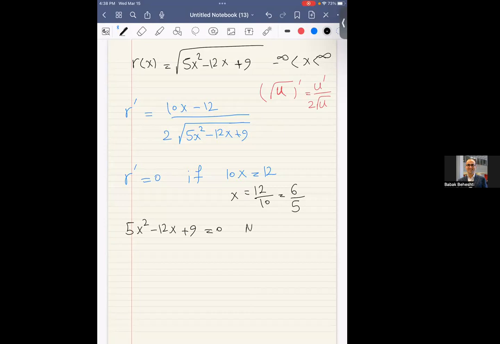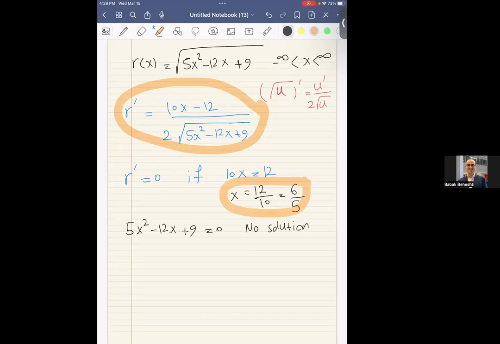That means there is no point for which the denominator of R prime, this is R prime, would be 0. So the only critical point is the point at which R prime is 0. That is 10x equal to 12. X is 12 over 10. That is equal to 6 over 5. So that is the only critical point.